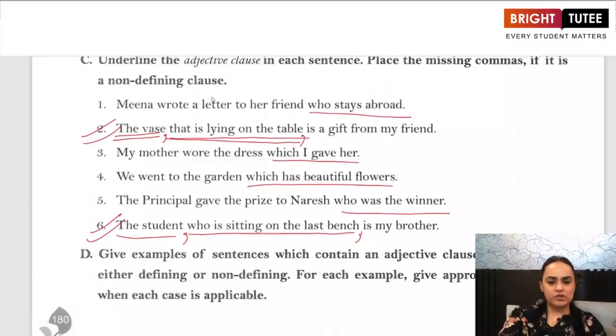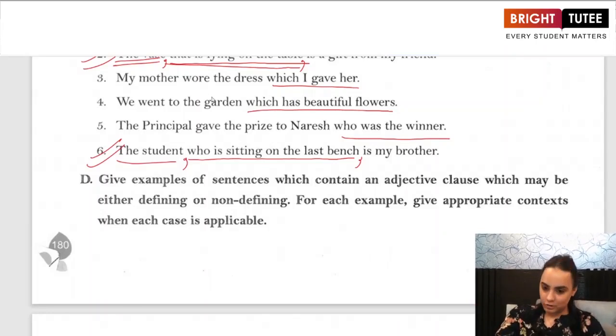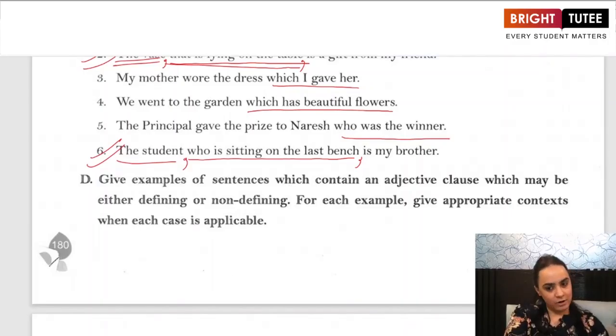Now, the next question, you are simply supposed to give examples, on your own, of sentences which have an adjective clause. It may be defining or it may be non-defining. So, this is something which is to be done by you yourself. So, with this, my dear students, we come to the end of the topic which clearly stated and explained the topic adjective clauses to you all. I hope it is clear to you. So I shall see you all now in my next lecture where we begin with the adverb clauses. All right. See you then.